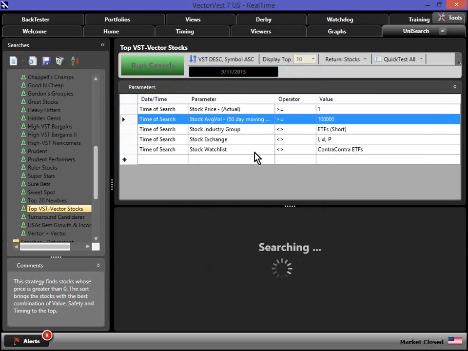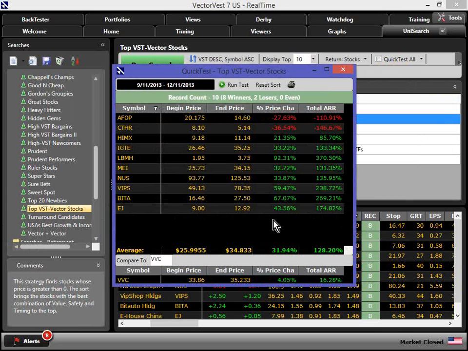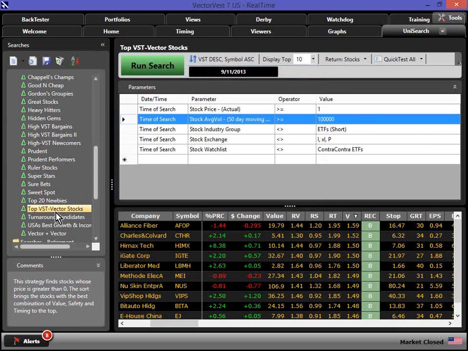All right, let's just see how that did. It'll be a good test. Let's see how the stock viewer stocks did during this upturn. Not bad. We had 31% gain. Can't argue with that, right? All right, so that's top VST vector stocks.